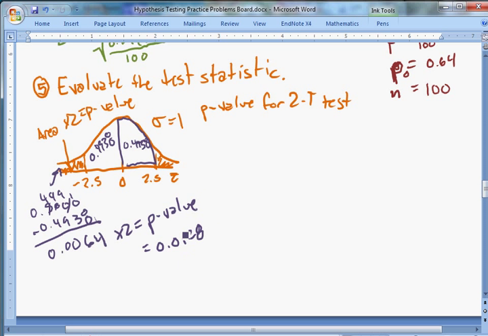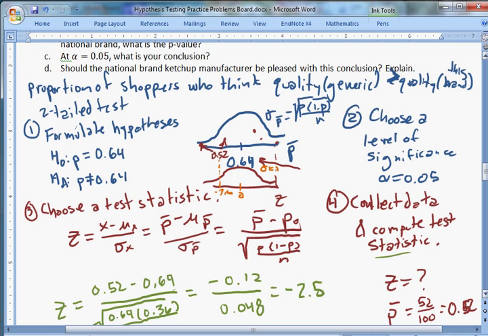What's the chance that I would get something this extreme if I had correctly specified the proportion? 1.3% roughly is the chance. So that's my p-value right there. Whoop, circle that. Now that we're almost done, we have to decide what to do about it.